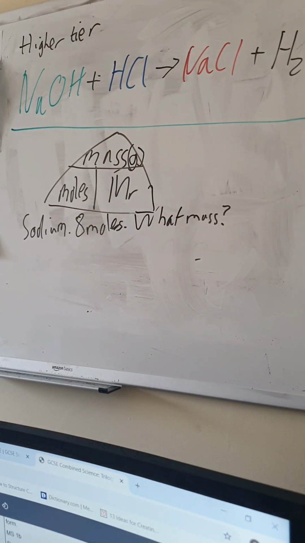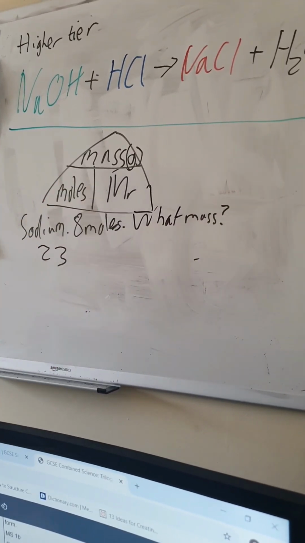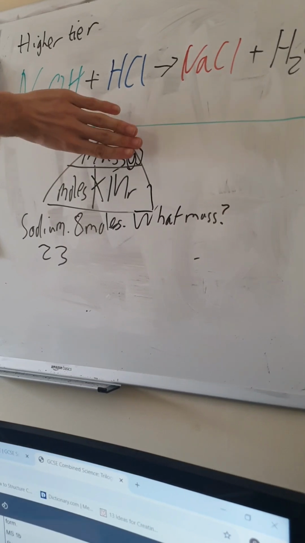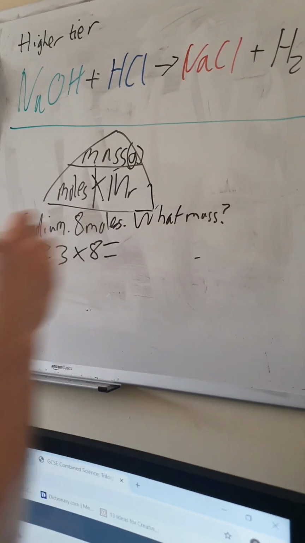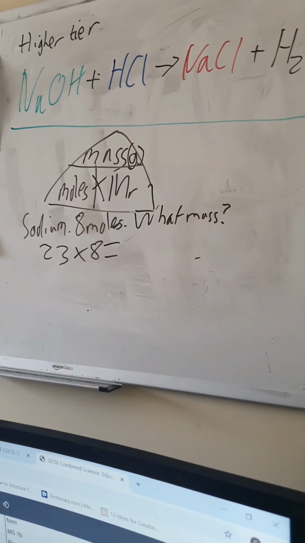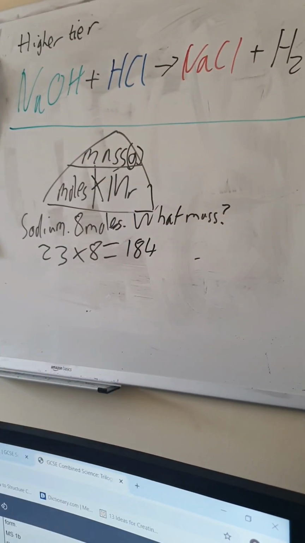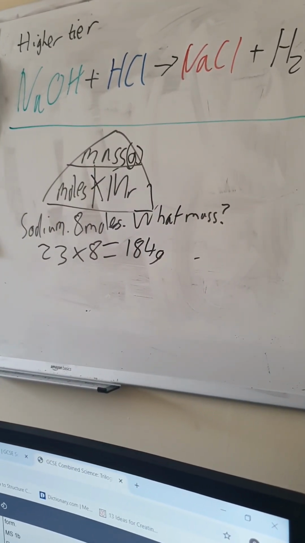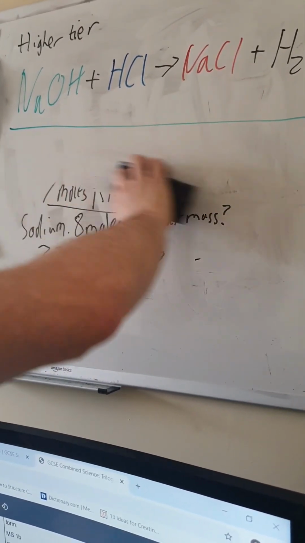Okay, sodium. We look at sodium on our periodic table. Sodium has the big number at the top of 23, so that's its MR. And it has 8 moles, so we have to multiply. Now, mass is no longer in the equation, so we cover up mass. We've got moles times MR. So we do 23 times our 8 moles, and 23 times 8 is 184. And so we have our mass of 184 grams. So 8 moles of sodium, there are 184 grams. And we'll use that equation in just one moment.